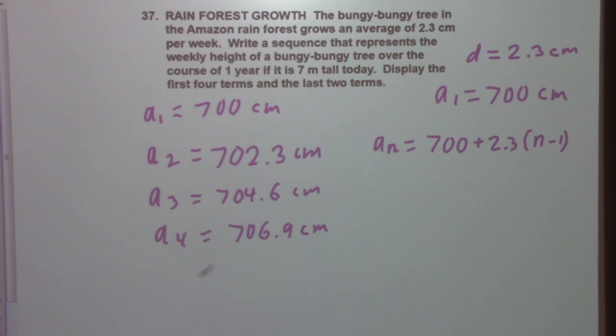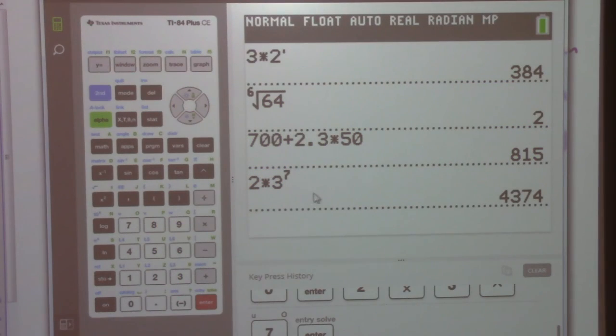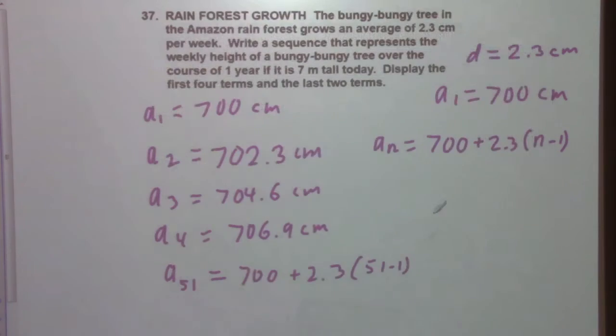And so now we can find A sub 51, right? Because that's the last 2 terms. So what is A sub 51? 700 plus 2.3 times 51 minus 1. So we have 700 plus 2.3 times 50. And I think I did that in the last class. So 815 centimeters.